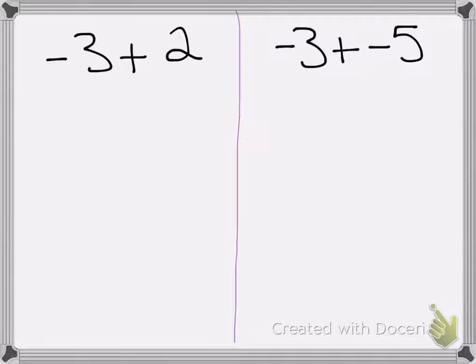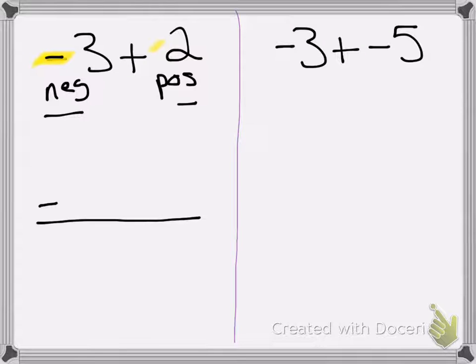As you can see here, there's a sign in the front of this one, and there's not a sign in the front of that one. So we've got a negative number here, and a positive number here. Since they are different signs, one is a negative and one is a positive, we're going to subtract here. So we're going to set up a subtraction problem.